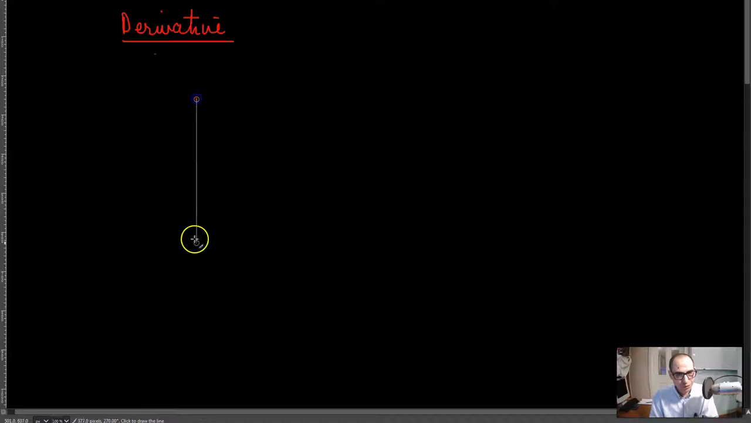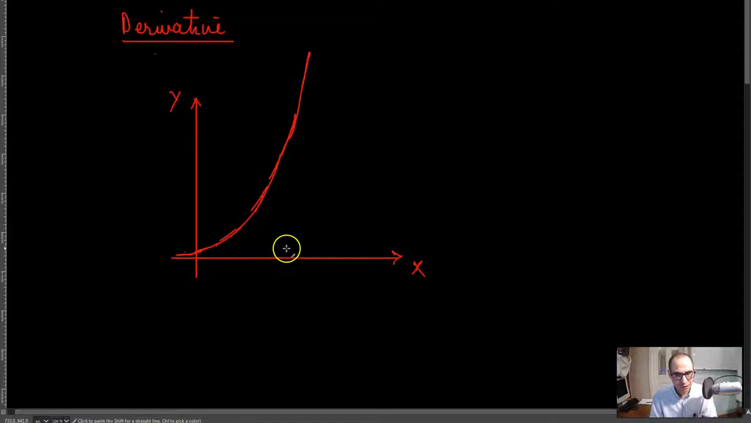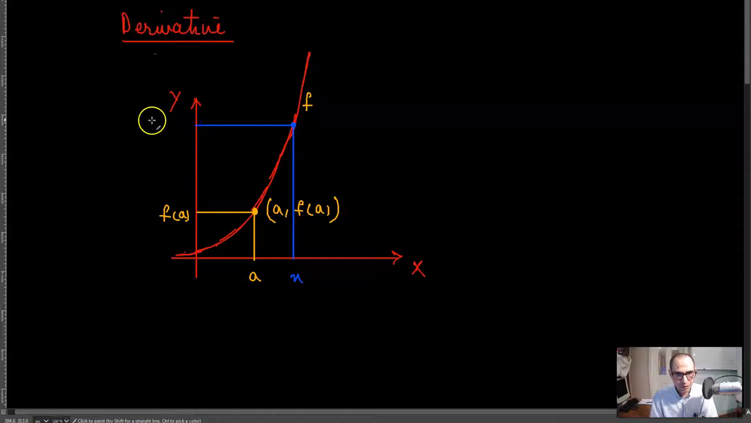When you have a function like this, let's say this is the x-axis and this is the y-axis, and you have some function like this, you can call this point A. If you call the function F, this point would be F of A, which means the point is A comma F of A, right? And if you take another point over here, call it X, then this point would be F of X, and its coordinates would be X comma F of X, right?